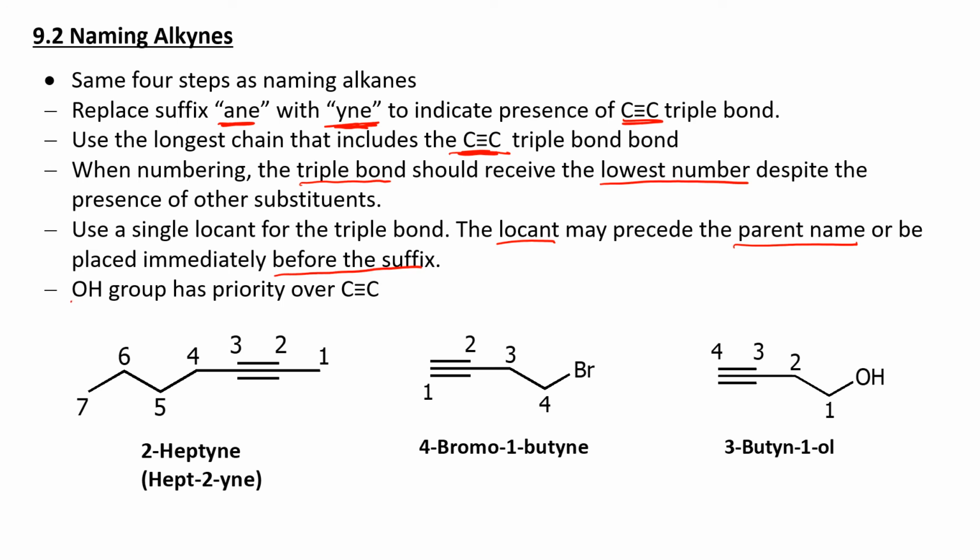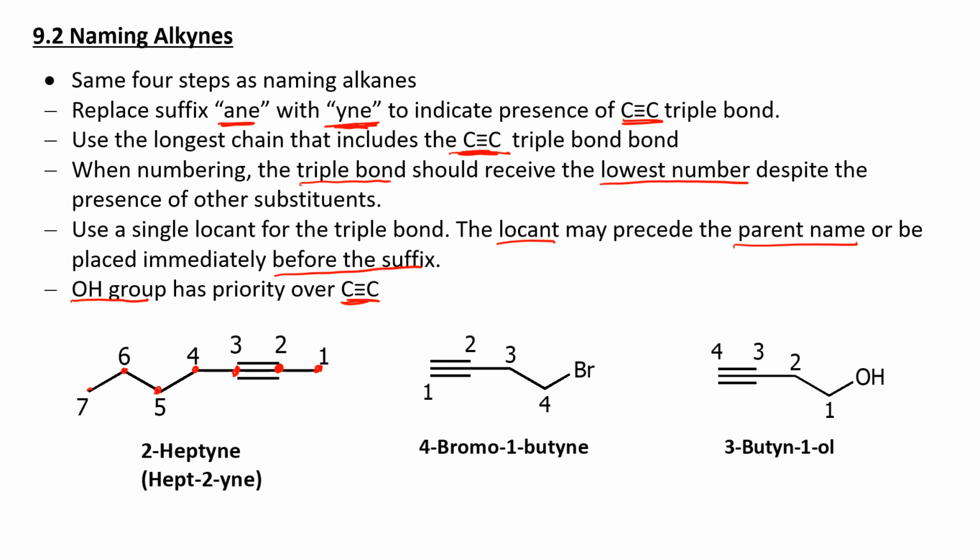You want to use a single locant for the triple bond, just like we did with double bonds. We can put the locant before the parent name, or immediately before the suffix. And again, the OH group does have priority over the carbon-carbon triple bond. If you look on the priority suffix list, you'll see that the OH group beats the alkene and the alkyne. Let's look at a few examples. A simple one: we want to give our alkyne the lowest possible number. Numbering this way puts it at the 2 position. So 1, 2, 3, 4, 5, 6, 7. This would be 2-heptyne or hept-2-yne.